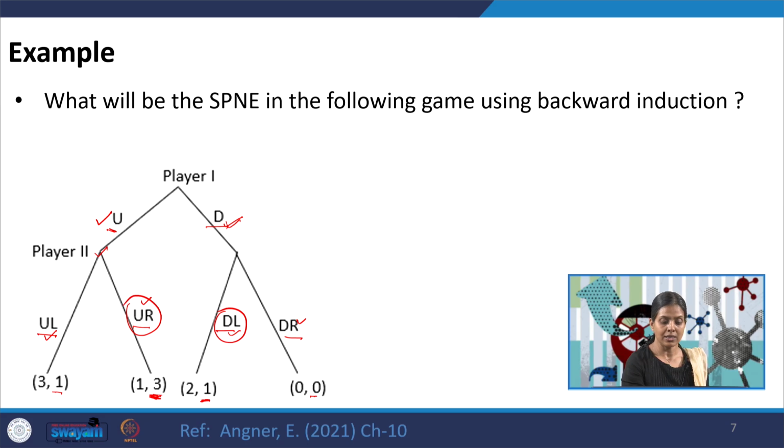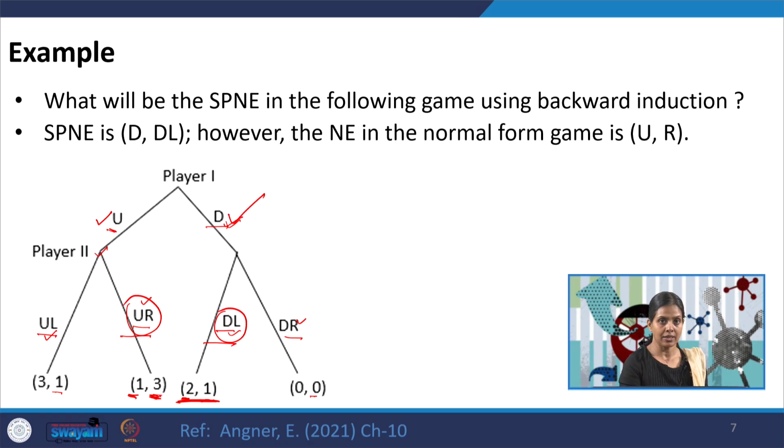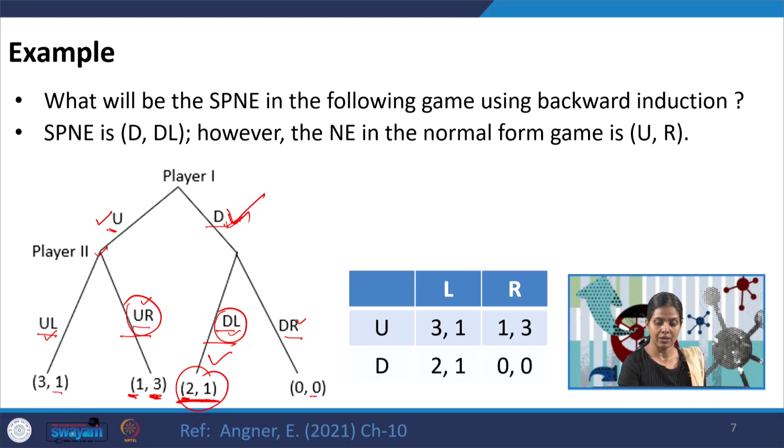Now, player 1 sees that these are the two strategies that player 2 is going to play. So, what is beneficial for player 1 to play? Then player 1 compares 1 and 2, and of course, this is bigger. So, player 1 would be playing D. So, the SPNE or subgame-perfect Nash equilibrium in this game is D, DL. However, the Nash equilibrium in the normal form game is UR.